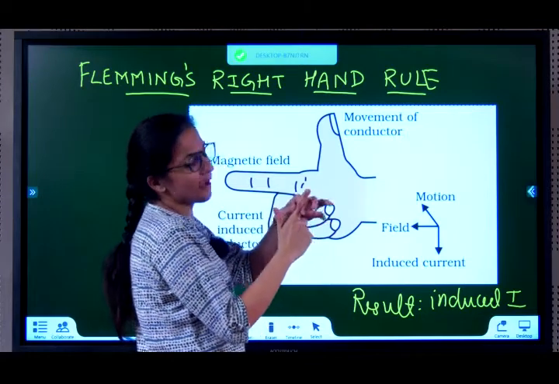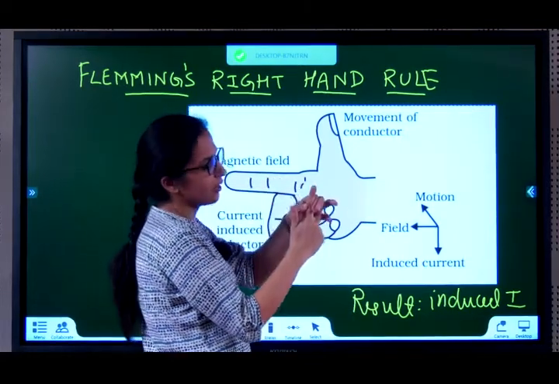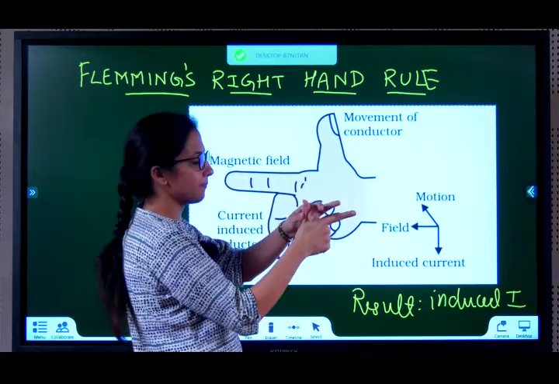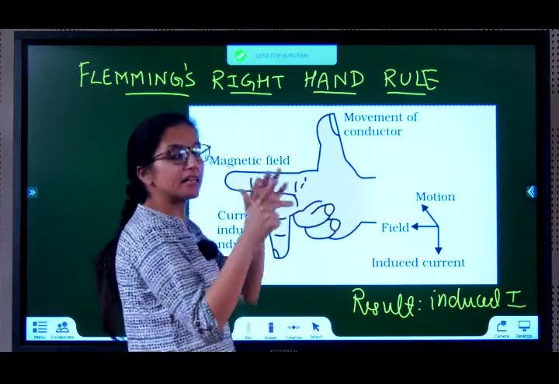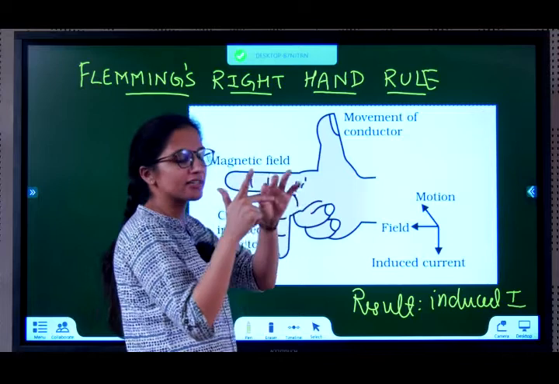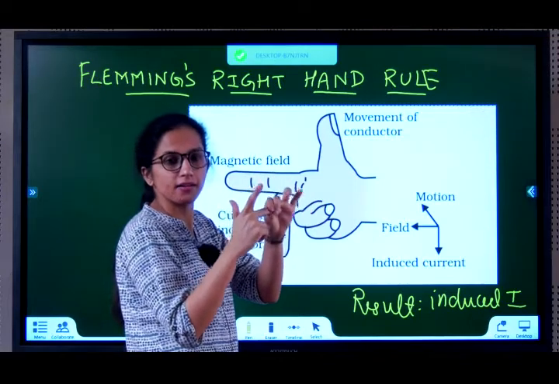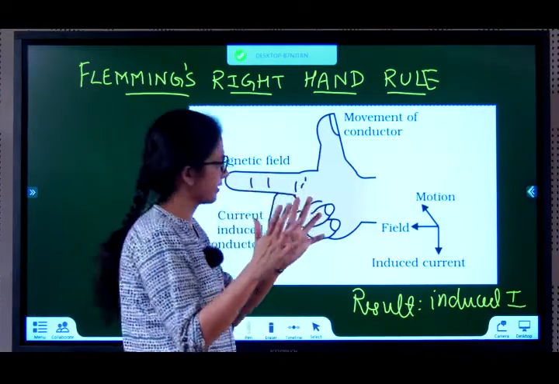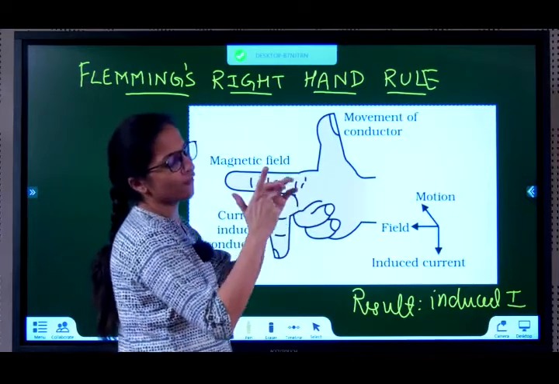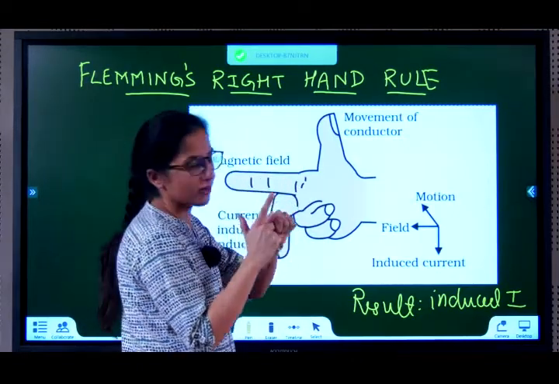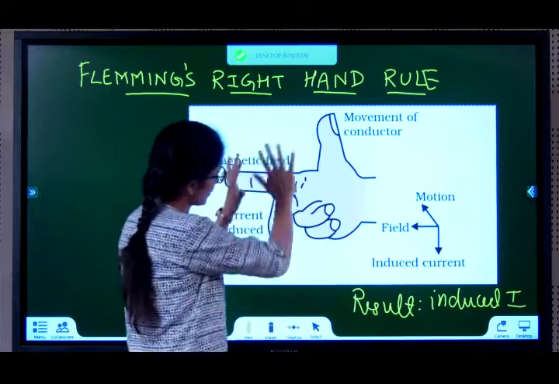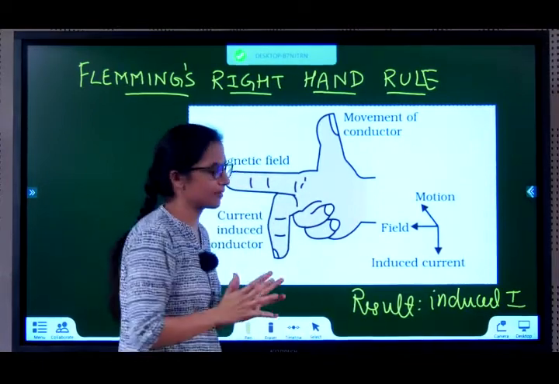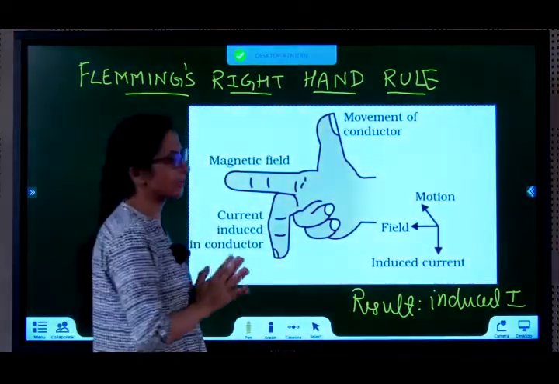If the direction of magnetic field is given by the index finger and the direction of motion is given by the thumb, then the direction of the induced current is given by the middle finger. Clear? Yes. So, your final answer should be the middle finger here. The result of this is your middle finger, that's nothing but your induced current.